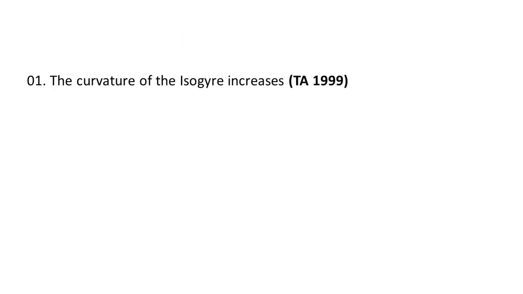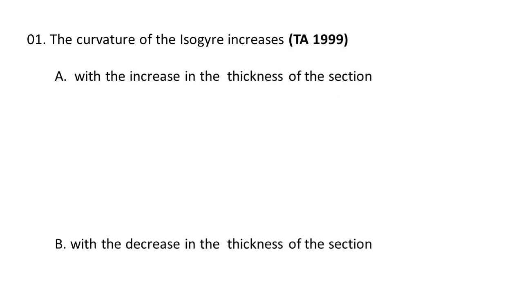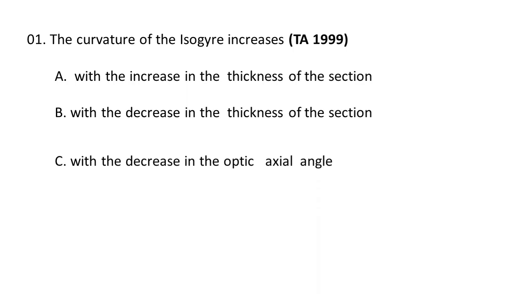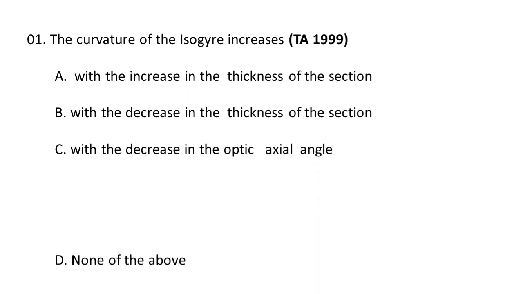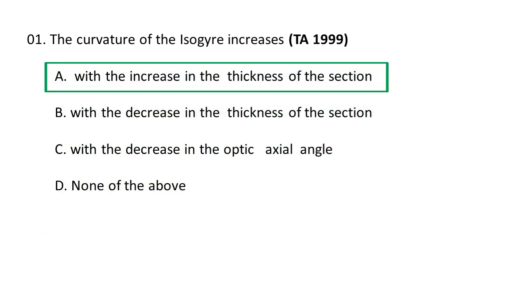The curvature of the isogyre increases. The choices are A. With the increase in the thickness of the section. B. With the decrease in the thickness of the section. C. With the decrease in the optic axial angle. And D. None of the above. So the correct option is A. The curvature of the isogyre increases with the increase in the thickness of the section. The number of the isochromes and maximum order of the interference colors seen will increase with the increase in thickness and absolute birefringence. So A, with the increase in the thickness of the section, is the correct option.